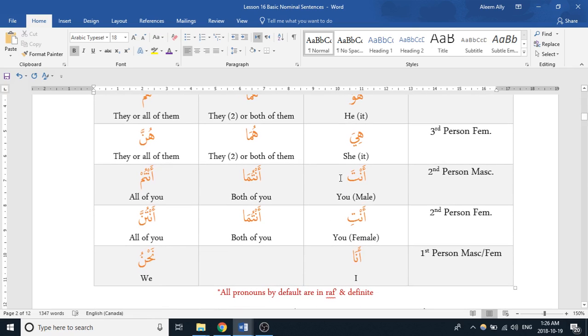And one thing you want to keep in mind is that pronouns by default are in a state of rafa and definite. So even though they have fathas on the end and alifs and sukuns, they are still in a state of rafa. They're actually fixed like this. They're not going to change. The only time that they change state is when something impacts them, but they're still going to look like this, whether they're in jar or nasb. And they're all definite. They're actually on our definite list if you go back and look at that list.